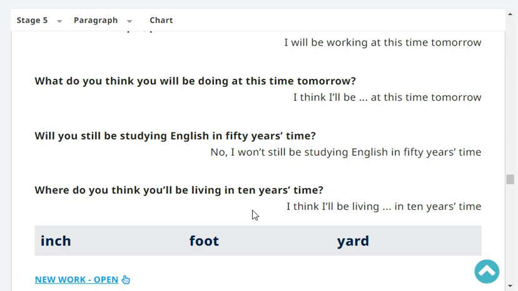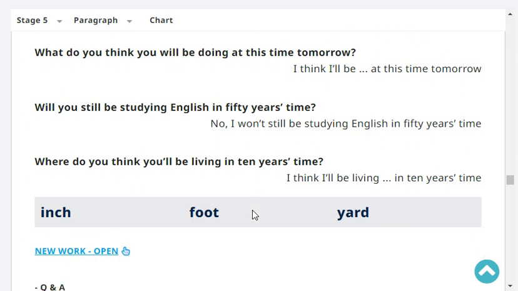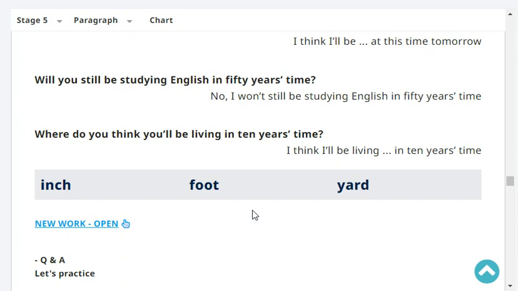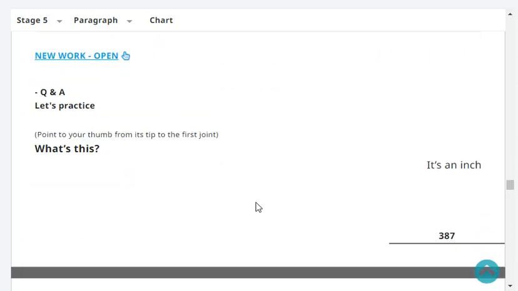Will you still be studying English in 50 years' time? No, I won't still be studying English in 50 years' time. Very good. Where do you think you'll be living in 10 years' time? I think I'll be living in Okinawa in 10 years' time. Very good.